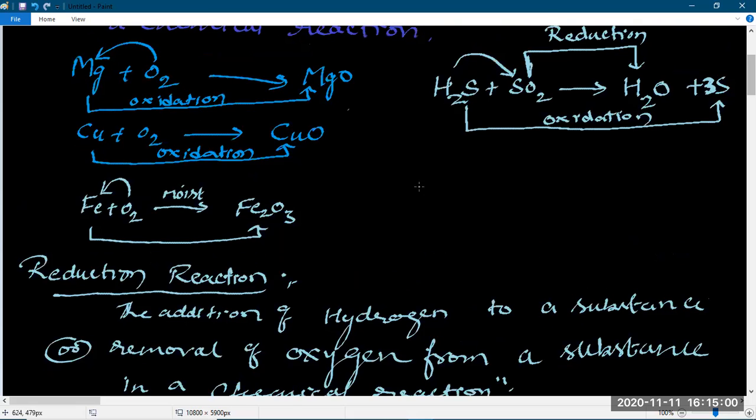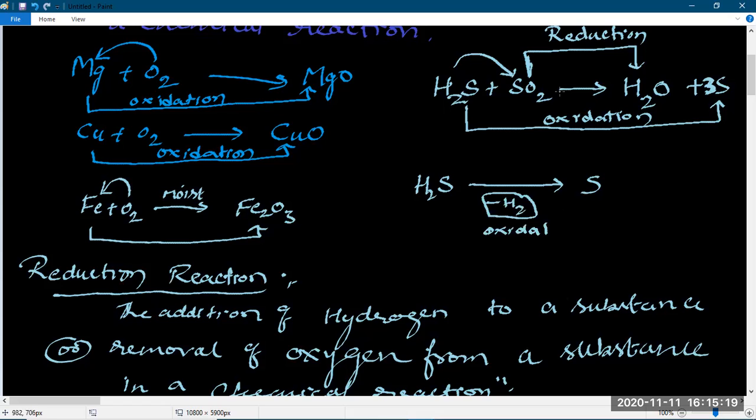Okay, look at here, this H2S gets converted into sulfur. Look at here. So removal of hydrogen is taking place. That which undergoes removal of hydrogen is nothing but oxidation.